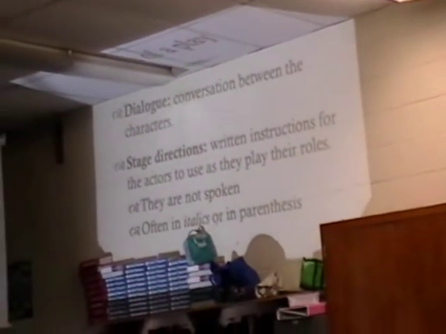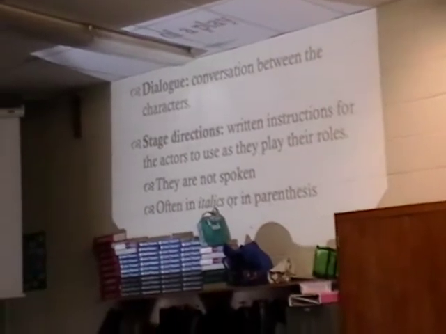There are only two types of text. Most of the text in a play is dialogue, or the conversation between two characters, or more than two characters. And we can tell who's talking by, if we have an example up here, we have a bold character, and then what they say.